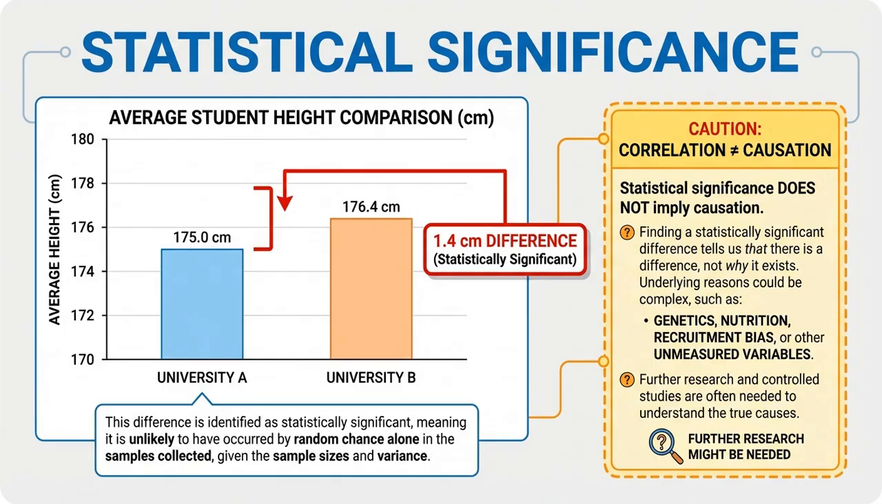So, if we reject the null hypothesis, like in our example, we can conclude that the heights of students at the two universities are statistically significantly different. This means that the 1.4 centimeter average height difference is unlikely to have occurred by chance alone, specifically with a probability less than 5%. While this suggests there might be a real difference in height between the student populations, it doesn't tell us why that difference exists. Further investigation would be needed to determine the cause.